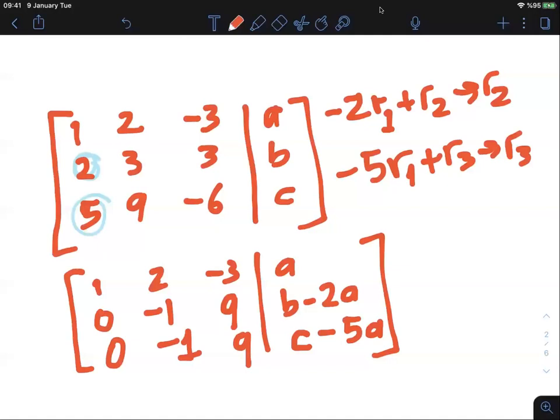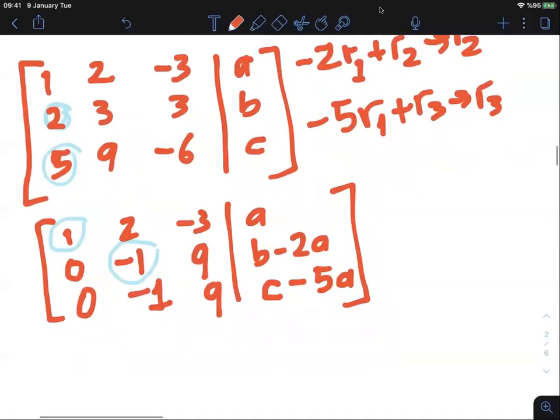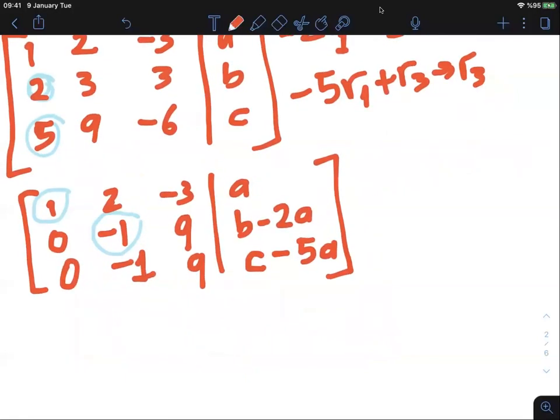So now we have the first leading one. Let me use my highlighter. So this is my first leading one, and this will be my second leading one. And I can also eliminate the third row, right? So let's first eliminate the third row. If we do this operation, minus row 2 plus row 3 to row 3, and then what do we get?